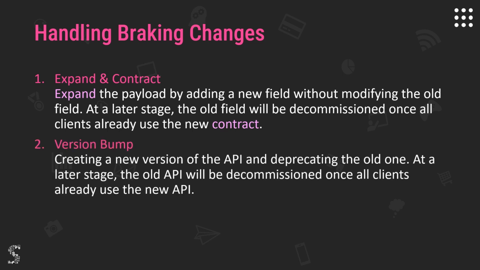The second option is version bump, which is creating a new version of the API and deprecating the old one. At a later stage, the old API will be decommissioned once all clients already use the new API.